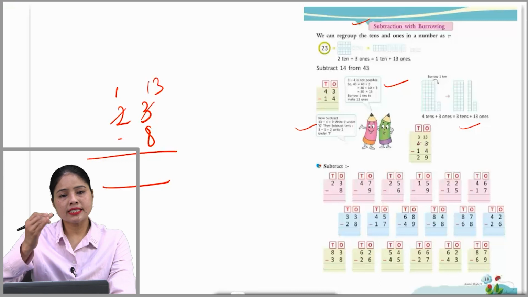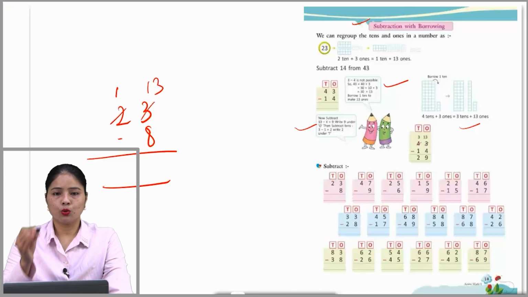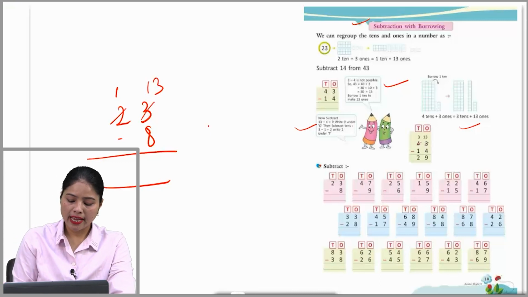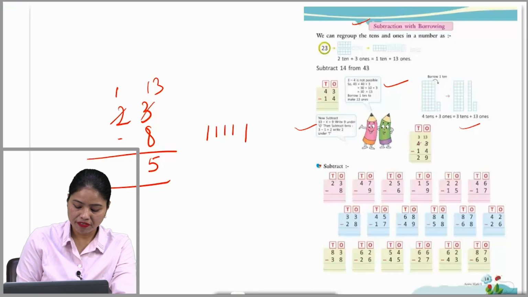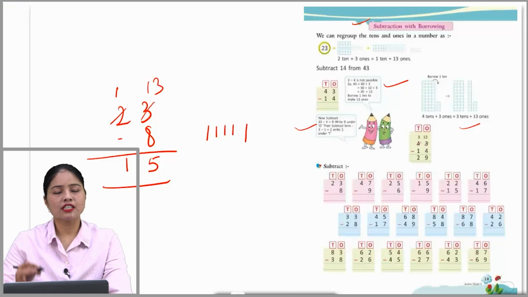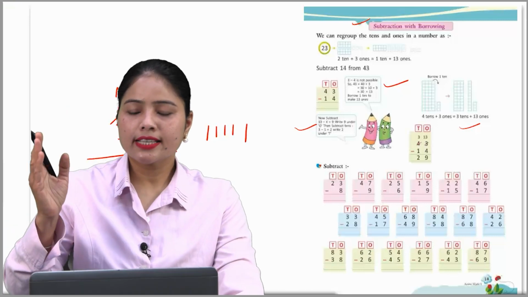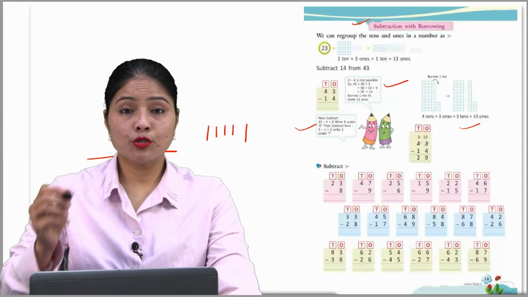So 13 में से 8 अब आप minus कर सकते हो. तो 13 में से 8 गया, 8 के बाद 9, 10, 11, 12 and 13. So write 5, and here 1 remains. So 15 is the answer of that one. So these are the examples of that one, beta. Now you have to do practice.